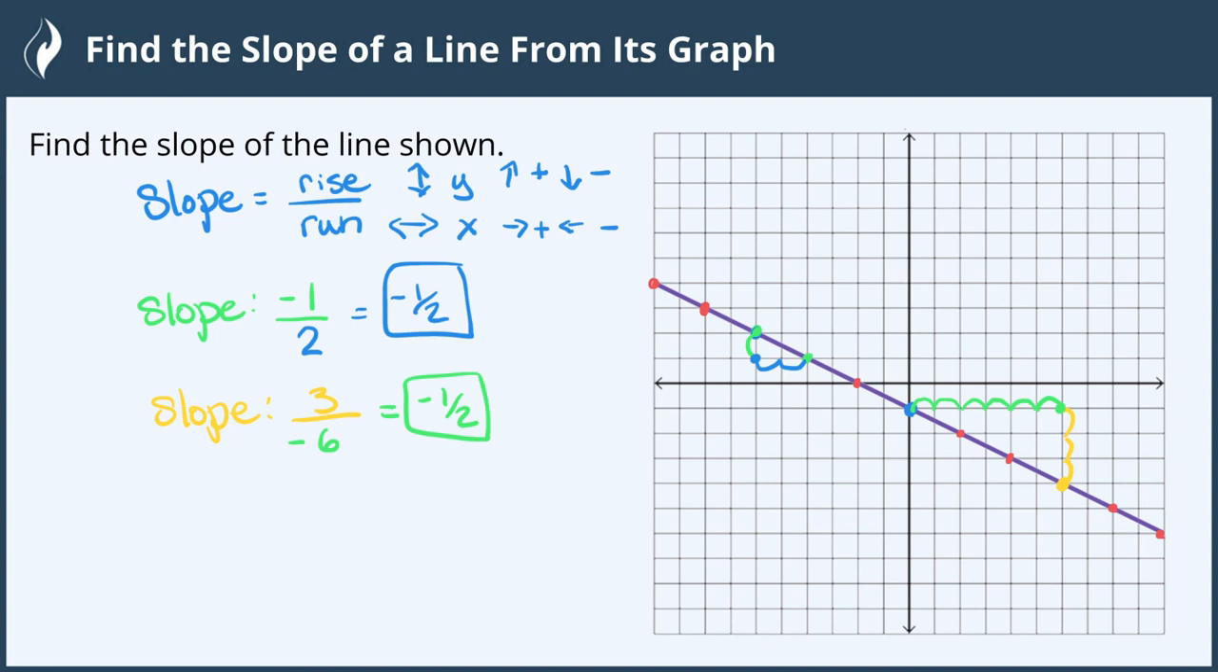So now you can see we can pick any 2 points on this line and we will get the exact same slope as long as we keep track of going up or down for our rise and left or right for our run, and simplify the fraction that we get, and we will always have the exact same slope. And we're all done.